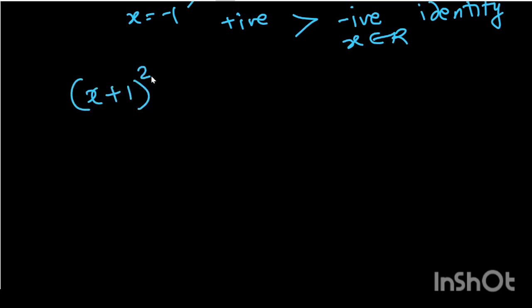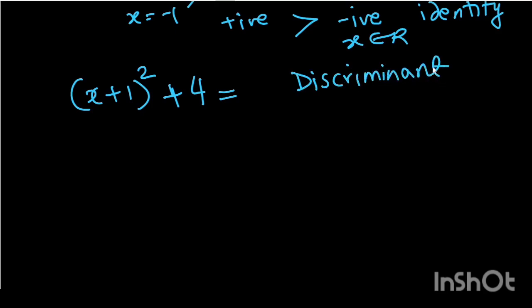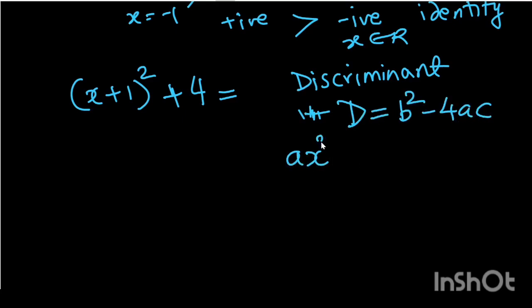Now x plus 1 whole square. Let's take another aspect of this question, x plus 1 whole square. If I ask you what is the discriminant of this quadratic expression? You know, guys, discriminant you might have seen in lower classes, like b square minus 4ac. Discriminant is b square minus 4ac for a quadratic ax square plus bx plus c.